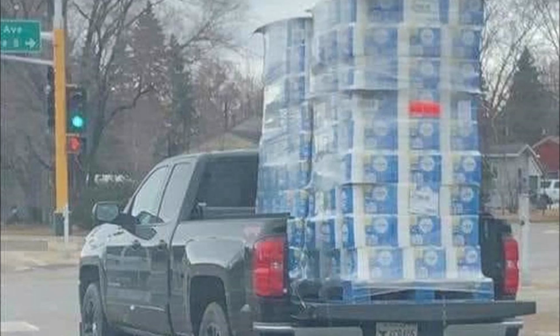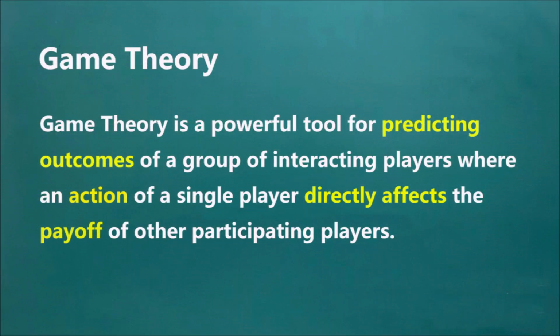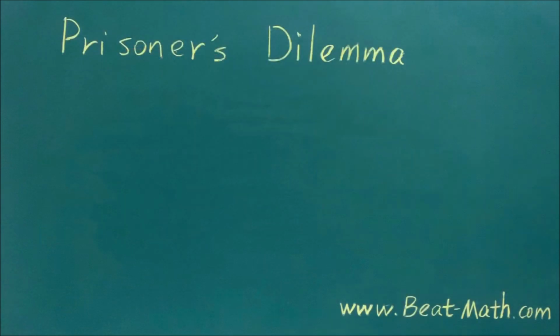What's game theory? Game theory is a powerful tool for predicting outcomes of a group of interacting players when an action of a single player directly affects the payoff of the other participating players. Sounds a little complicated. Let me show you an example. It's called Prisoner's Dilemma. The classic Prisoner's Dilemma goes like this.